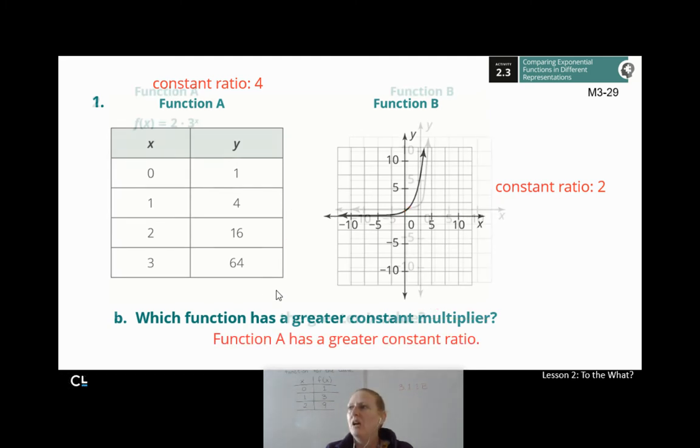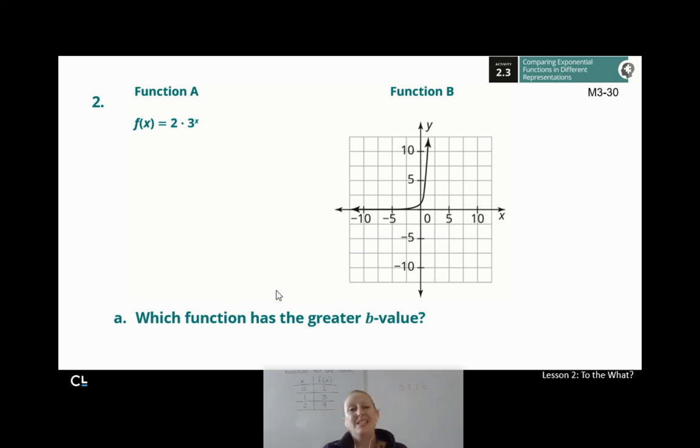Awesome. Question number 2, we have some similar questions, only now I've got a function and a graph. Go ahead and hit pause, answer the questions that we have there for you, and then hit play when you're ready to check your work.